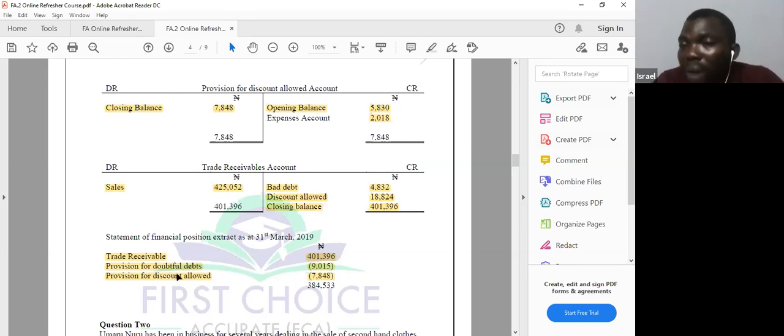I'm not going to net it off. I'm not going to do offset in my workings. I have to show it on the face of my statement of financial position. Do you understand that? So it means that I'm not going to do workings like trade receivables 401,396 minus 9,015 minus 7,849. No, you can't do that. You have to show them on your statement of financial position because they are part of your ledger balances, and ledger balances are found under the trial balance.